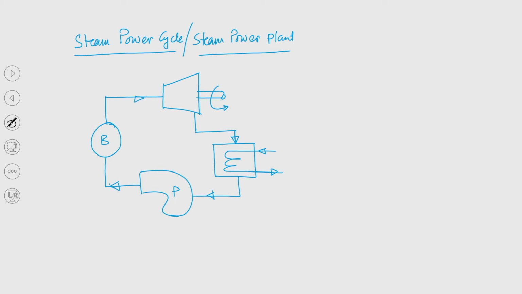If we give the name, this is 1, this is 2, this is 3 and this is 4, and this is the circuit, or this plant is running in a cyclic manner.